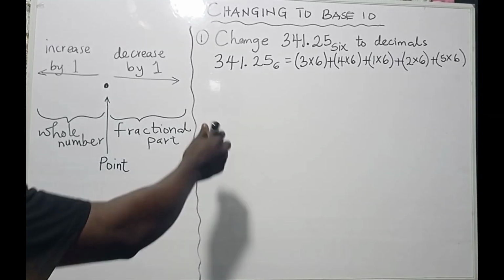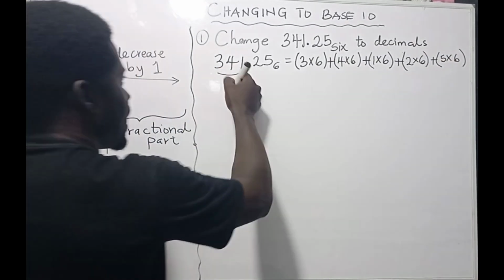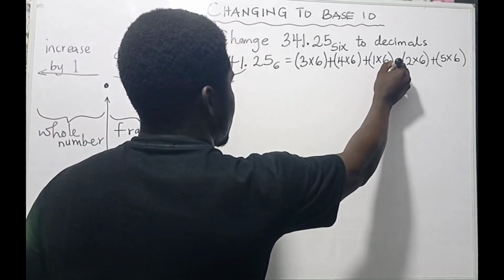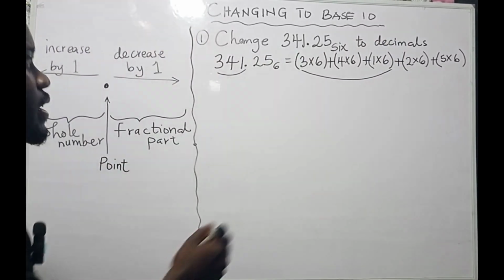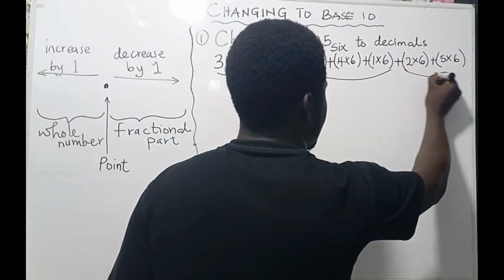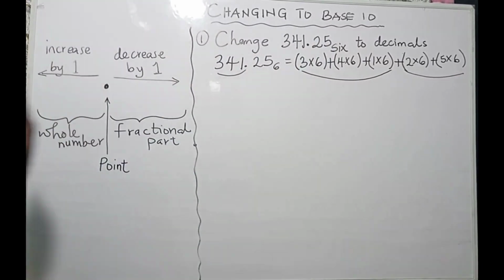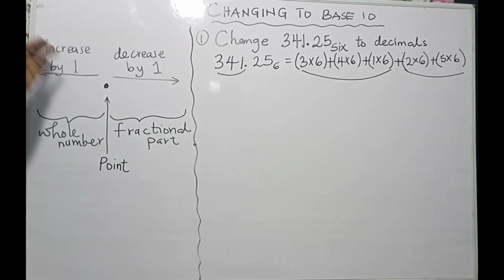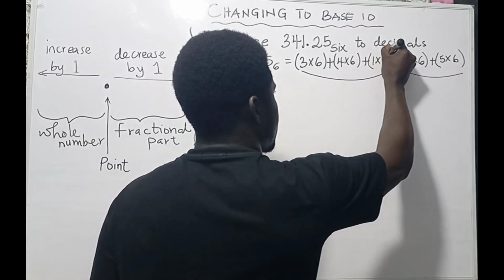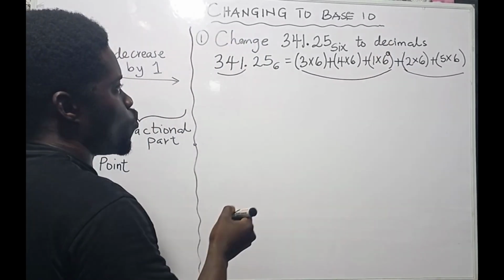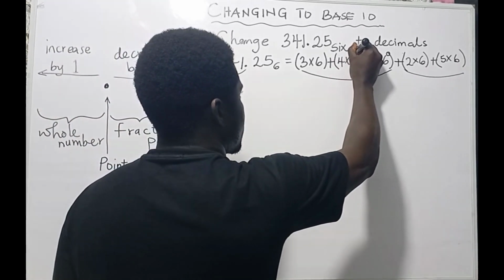So let's start with the left hand side, this part. The left hand side ends at 1, so we are starting here. This is the left hand side, and this is the fractional part. That is it. So moving to the left, we will increase by 1, starting from 0. So we have 0 for the first one. We increase by 1, plus 1, and we put it on that one.